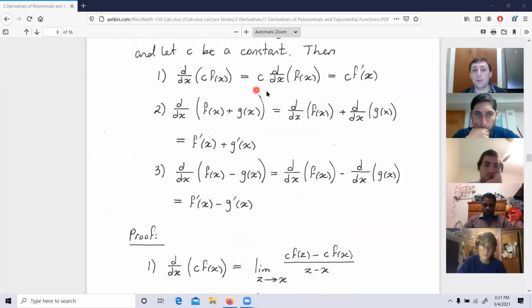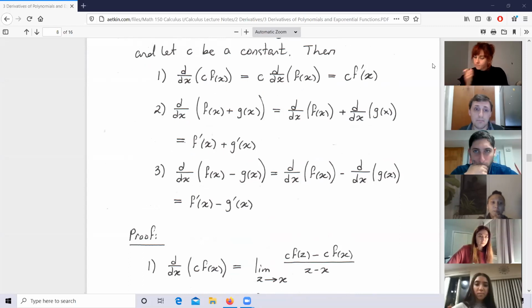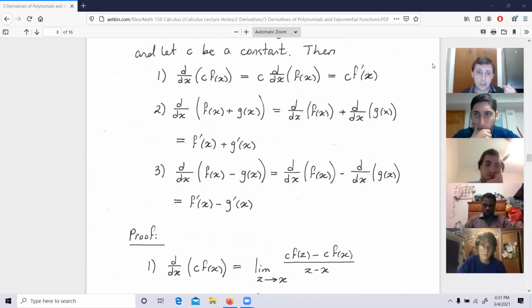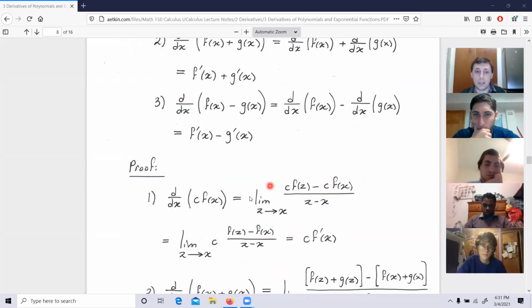Now, how am I going to do that, guys? So I'm going to always go back to the definition. When I don't know something, I go back to the definition. If I want to prove that something is true, I can go back to the definition. So it tells me, take this function evaluated at z minus this function at x, divide by z minus x, and then take the limit.